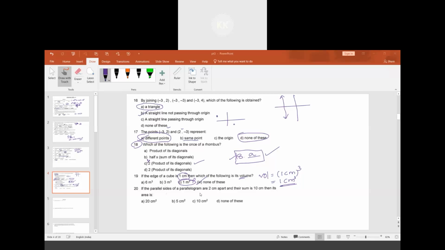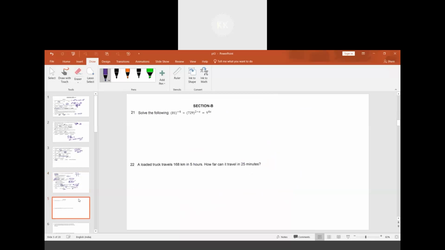If the parallel sides of a parallelogram are 2 centimeter apart, it means that it is H. Sum of the parallel sides is 10. We know the formula to find the area. It is half into sum of parallel sides into height, which is 10 centimeter square. Option C is the answer. Yes, sir. These were objective type.